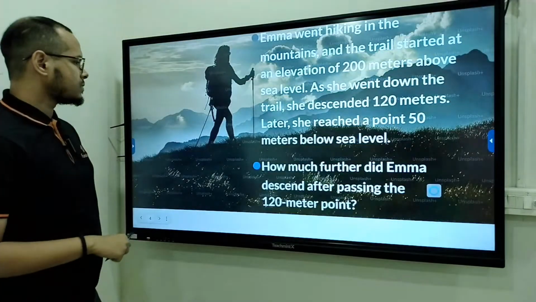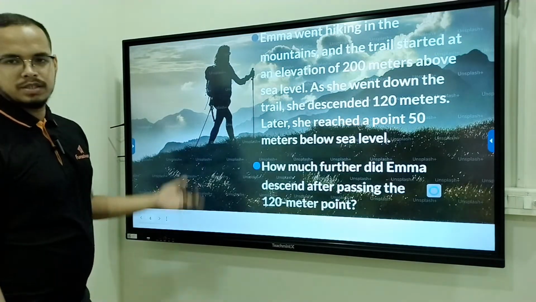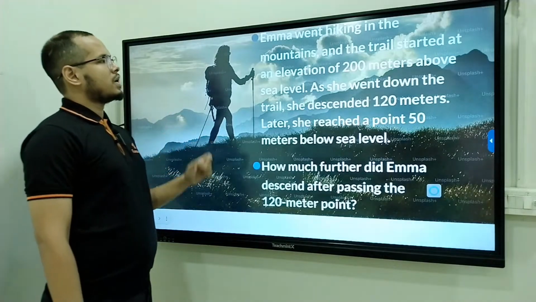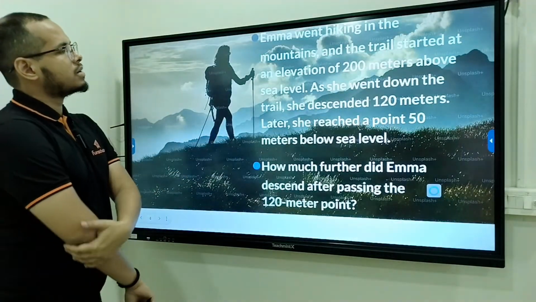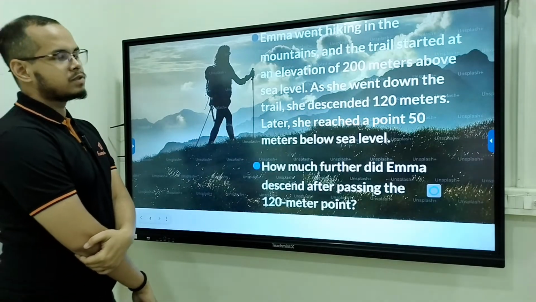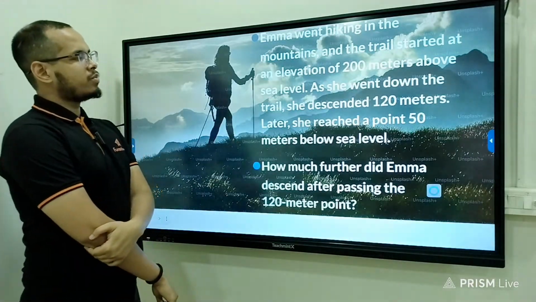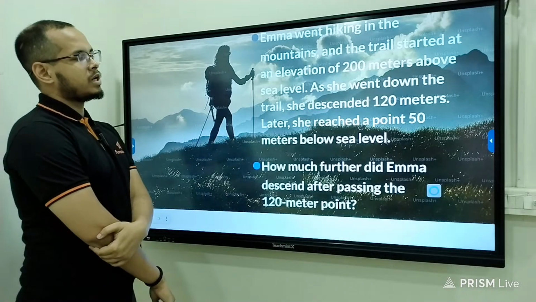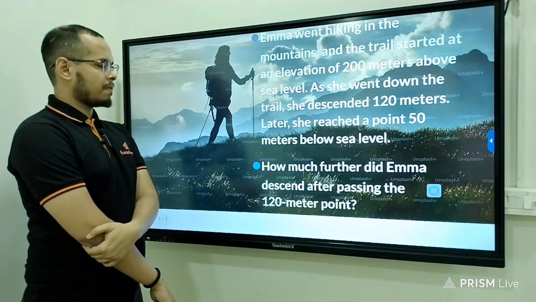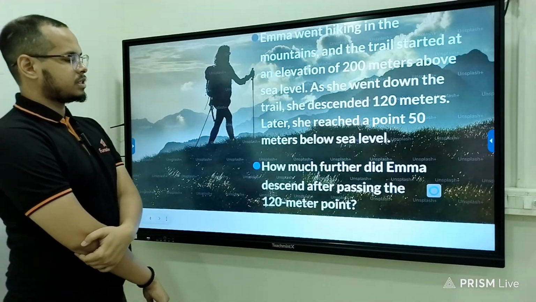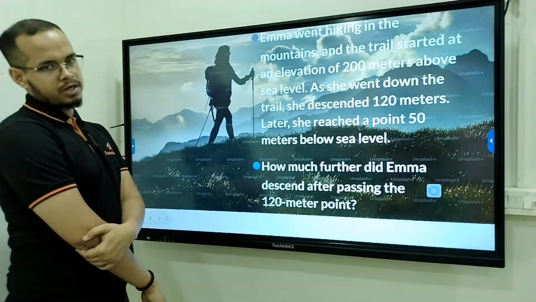Now, let's do it with a small example. Emma went hiking in the mountains and the trail started at an elevation of 200 meters above sea level. As she went down the trail, she descended 120 meters. Later, she reached a point 50 meters below sea level. How much further did Emma descend after passing the 120-meter point?